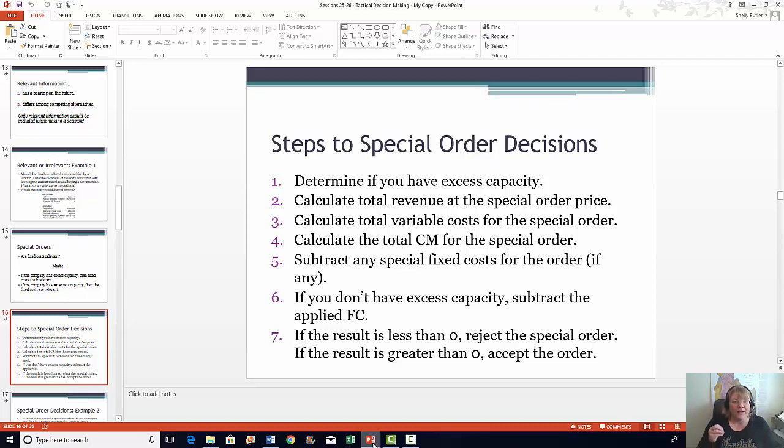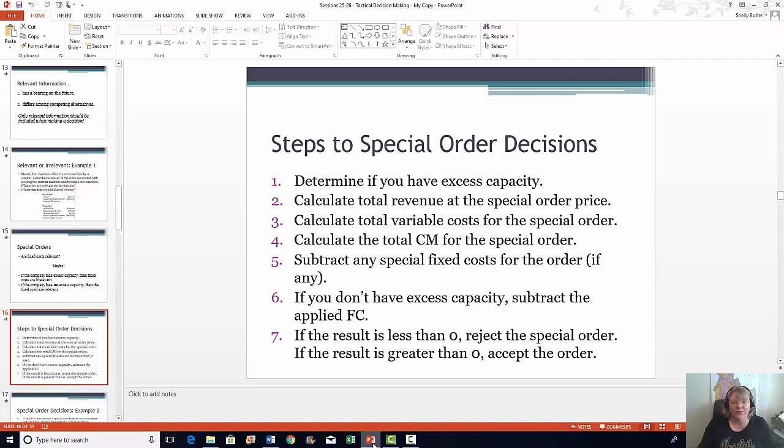Okay, so you want to determine if you have excess capacity, and then you want to calculate total revenue at the special order price, and that'll give you how much revenue you're going to have. Calculate the total variable cost for the special order, and then you calculate the total contribution margin for the special order.